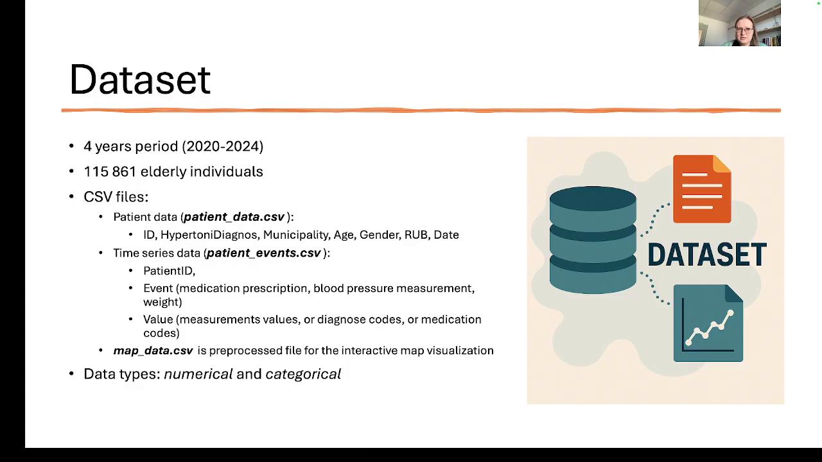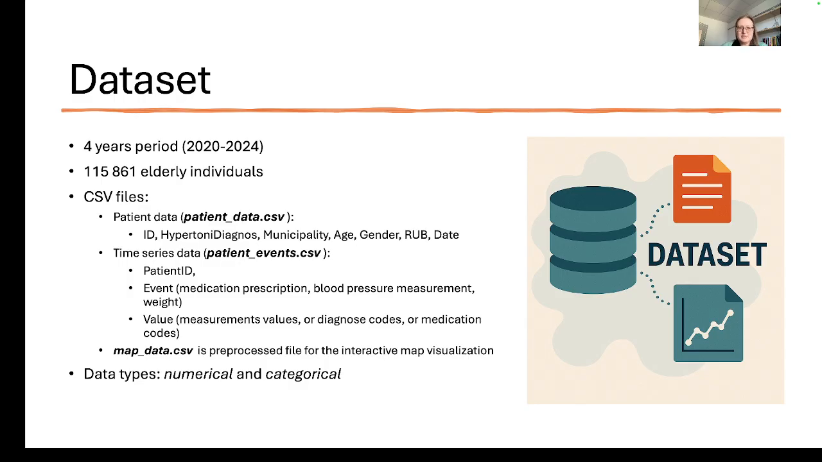First, patient data, where we have information about a patient, such as ID, a Boolean variable of whether this individual has a hypertony diagnosis or not, 0 or 1, the municipality where the individual lives, age, gender, and RUP index. The RUP index says how healthy a patient is, between 1 and 6. 6 is very unhealthy and 1 is healthy. This index helps to prioritize patients in a healthcare system. And then we have a date.